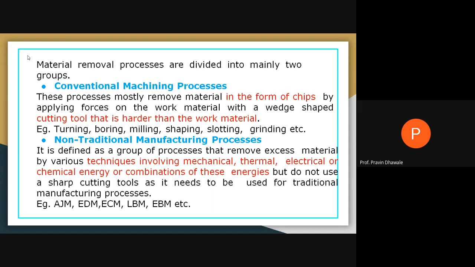Which are the examples of the conventional machining process? That is turning, boring, shaping, slotting, grinding, milling, drilling. These are the conventional machining processes.